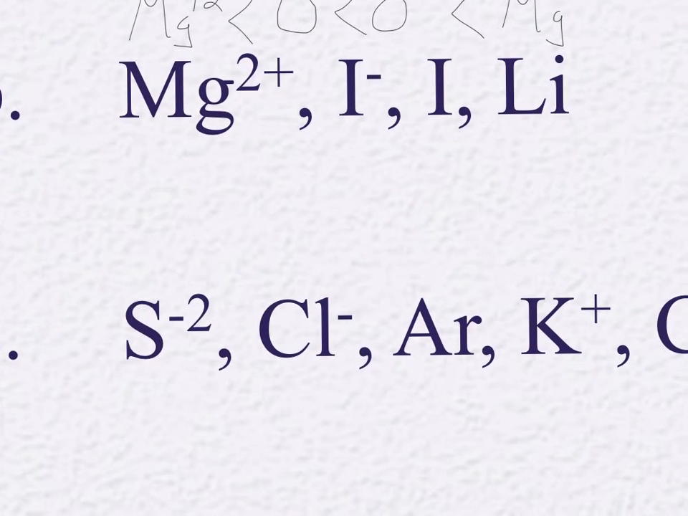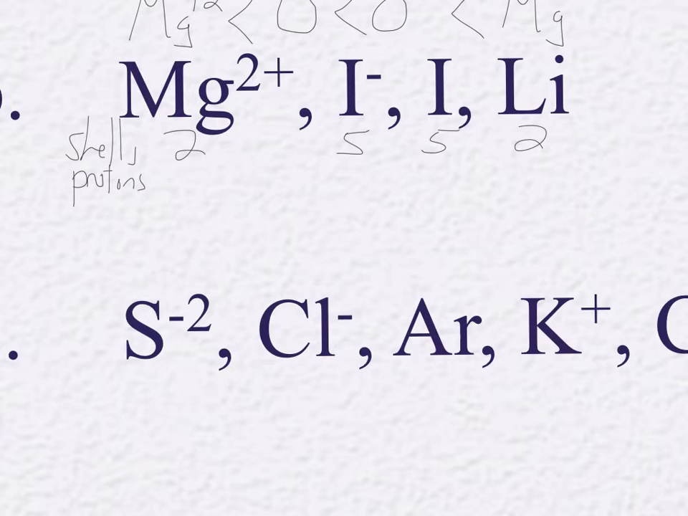All right, next group. Magnesium 2+ again has 2 shells. Iodine has 5, and lithium has 2. So now we've got 2 sets to compare. When we look at the protons to figure out the effective nuclear charge, magnesium has 12 again. Iodine has 53, but I don't really need to compare these because I'm comparing iodine to iodide. You can see that those 53s are not really a factor there. It's just that negative ion. But the lithium, I will need to compare to magnesium. Lithium only has 3. So again, both of these have 2 shells.